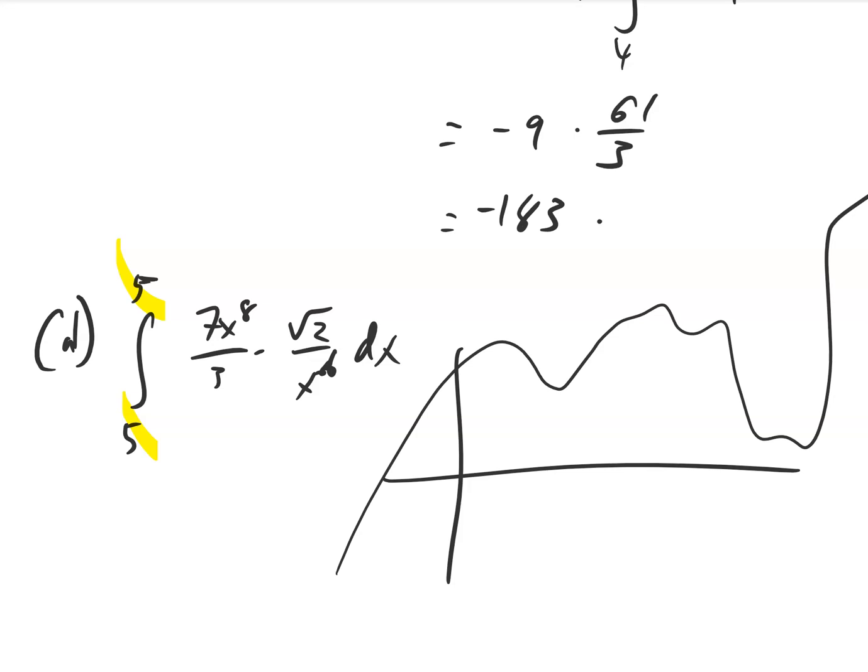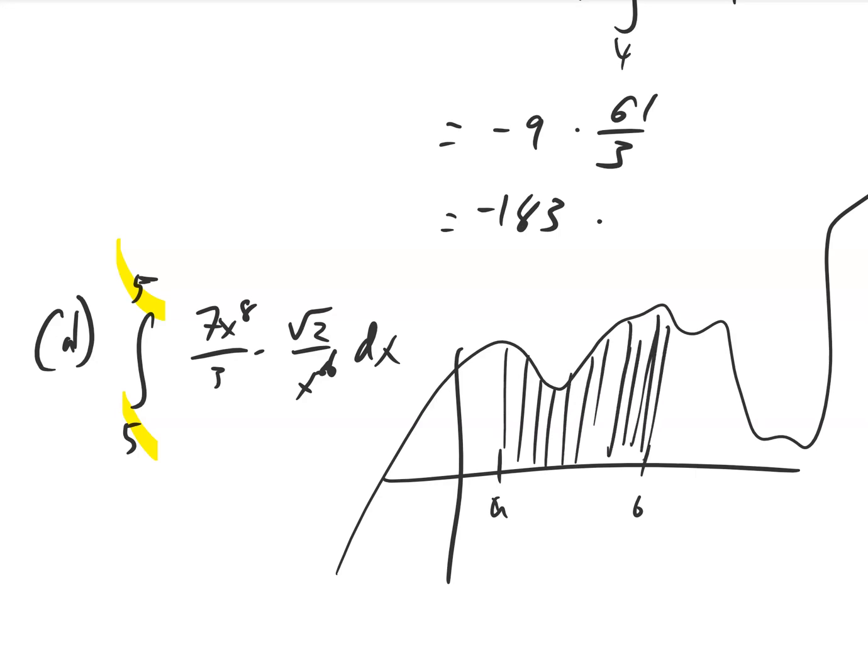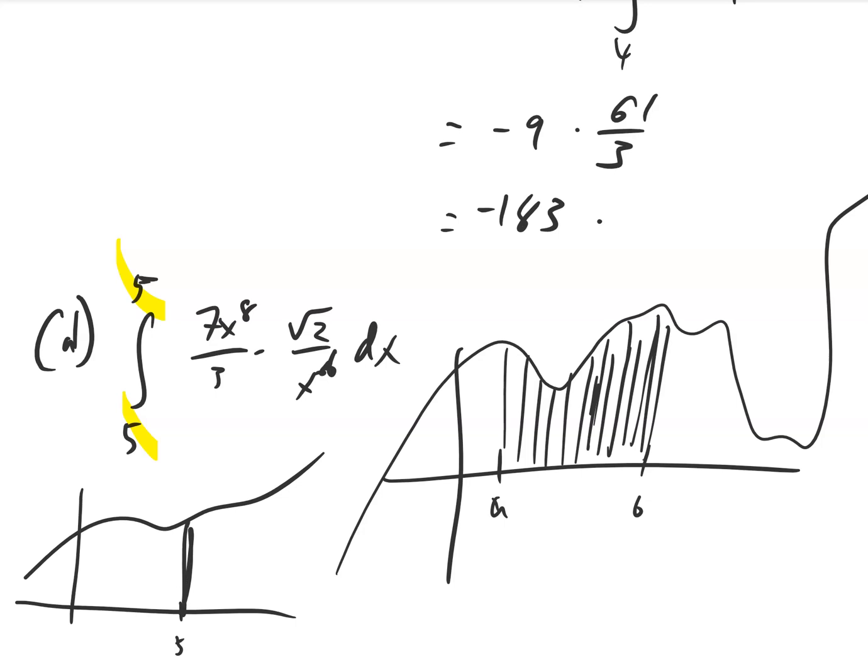and we're integrating from a to b, then when we integrate, we get the area under the curve. We get this area. All right, but what happens if we integrate from 5 to 5? So we've got this crazy function. Okay, and we integrate from 5 to 5. This has 0 area.